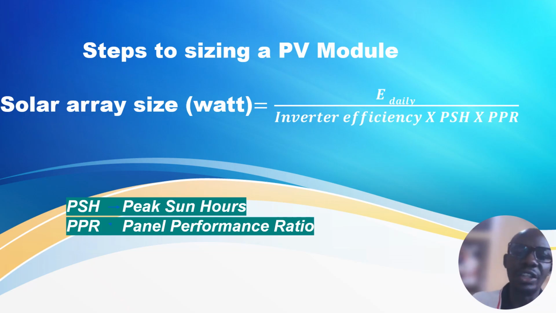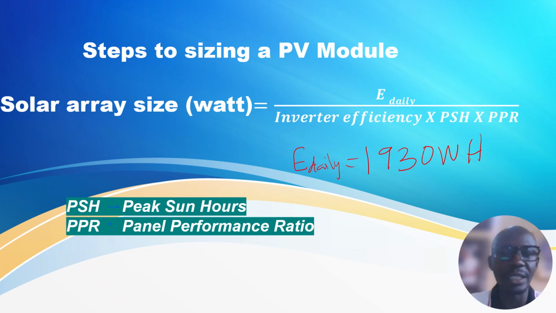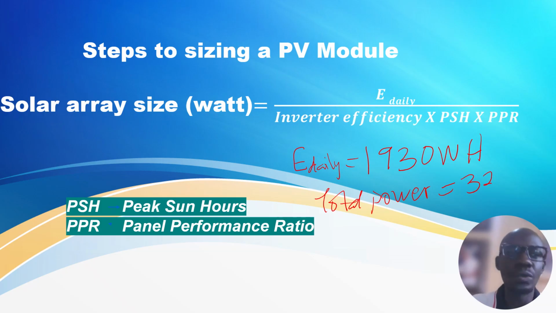Remember that in the first table, we got our total energy daily to be 1930 watt hour. That is our E daily. That is the total energy that the client wants to consume. And remember the total power too, if you look at the table, the total power is equal to, I think, 325 watt. That's the total power.